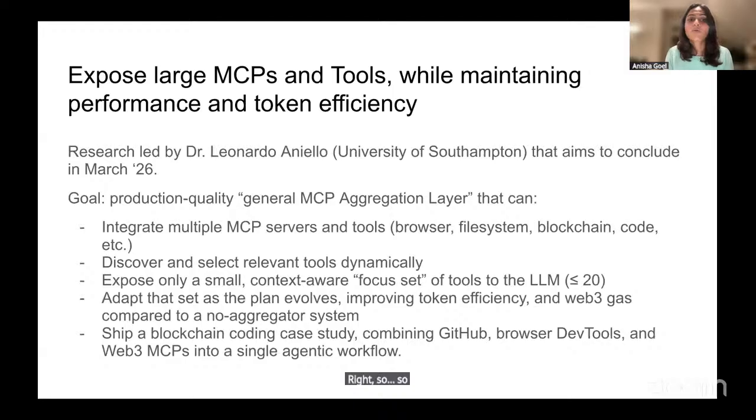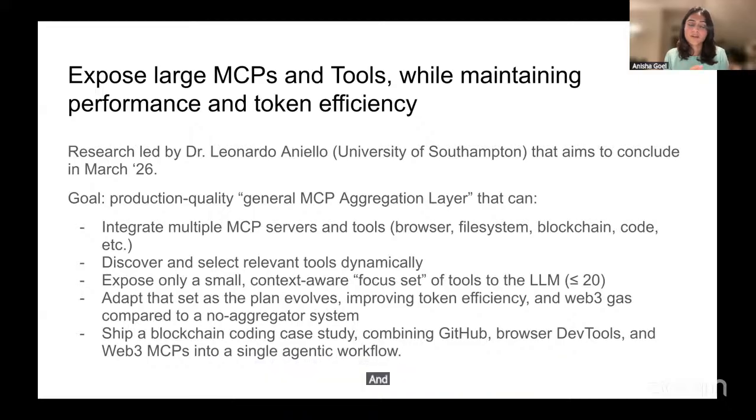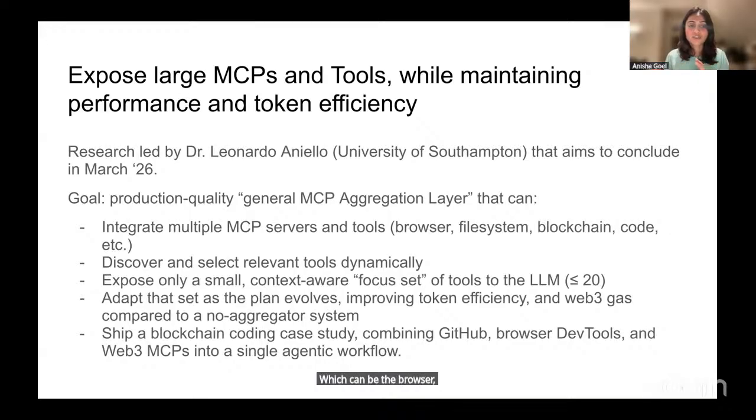So for example, one of the research projects which is about to conclude next quarter is being led by one of the leading researchers from the University of Southampton, Dr. Leonardo Aniello, where we're basically working on shipping a production quality general MCP aggregation layer. The idea is that it's able to integrate multiple MCP servers and tools, which can be the browser, file system, blockchains, etc. And it's able to discover and select only the relevant tools in a very dynamic way.